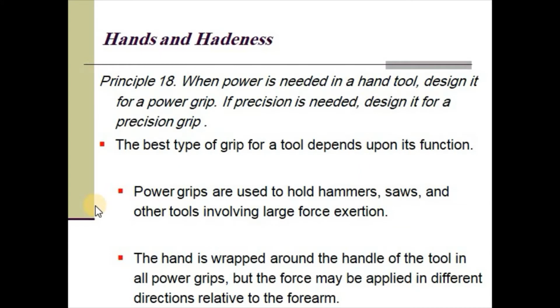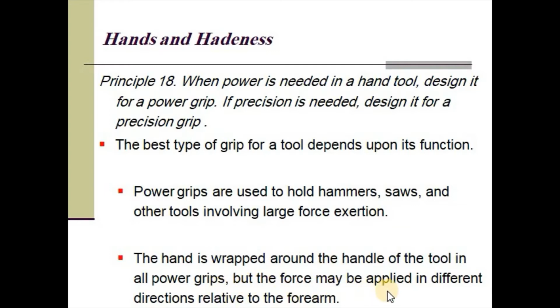Principle 18 differentiates between two types of grips. We have the power grip and we have the precision grip. Power grip is used, for example, to hold hammers and saws, where you have to exert a large force. So you will have to put your hand and wrap it around the handle of the tool. Wrap all of your hand around the handle. So here you're holding the tool with a power grip.